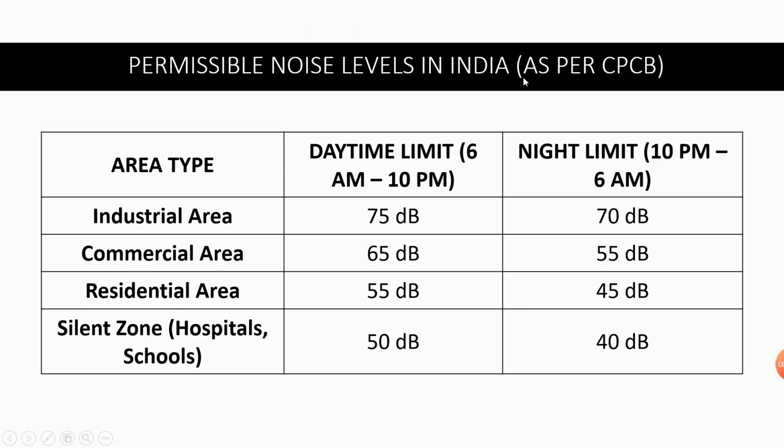So, permissible noise levels in India as per CPCB. See here, daytime, that is 6 a.m. to 10 p.m., and night, 10 p.m. to 6 a.m. Industrial area 75 decibel and 70, commercial area 65 and 55, residential area 55 and 45. Silent zones are very important zones, that is hospitals, schools, all these areas. They are 50 decibel in daytime and 40 decibel in night time only. That is equal to whispering. So these are the permissible noise levels in India.